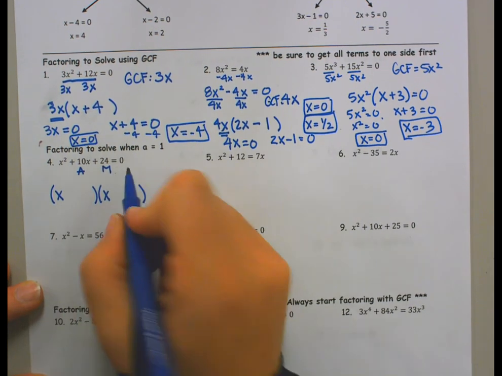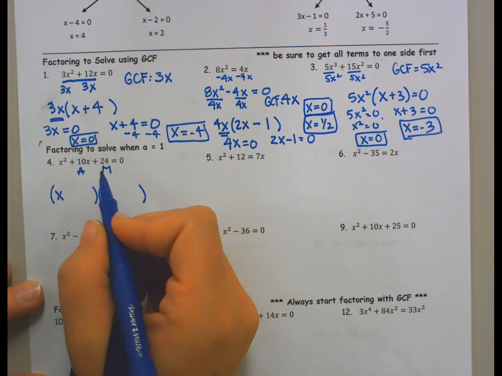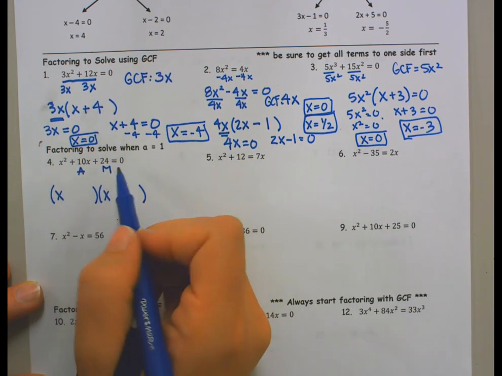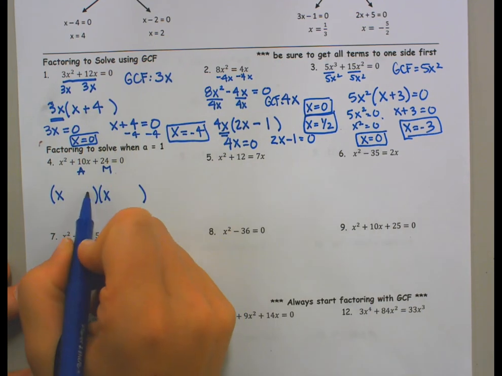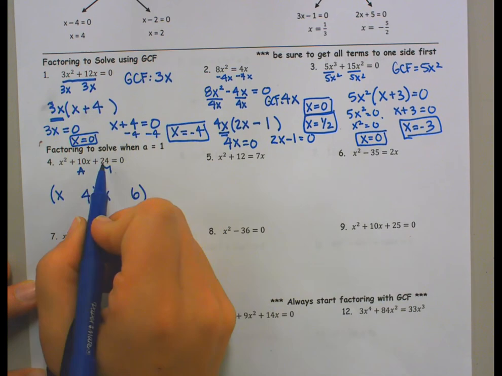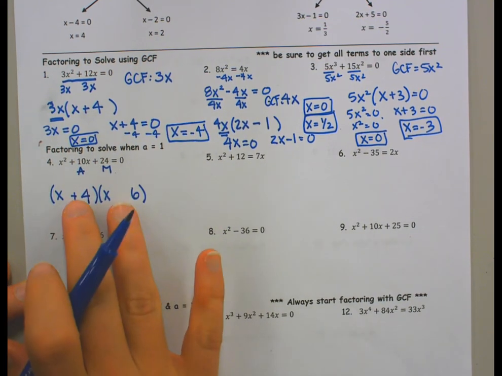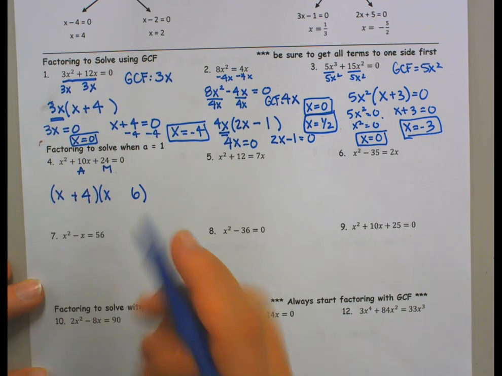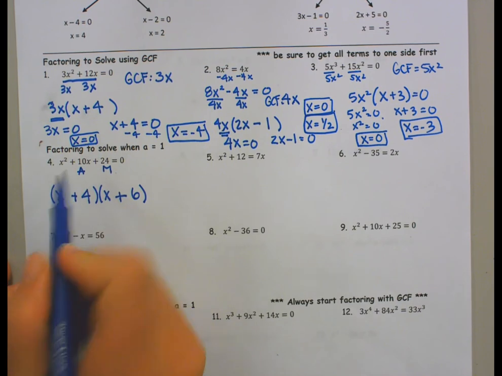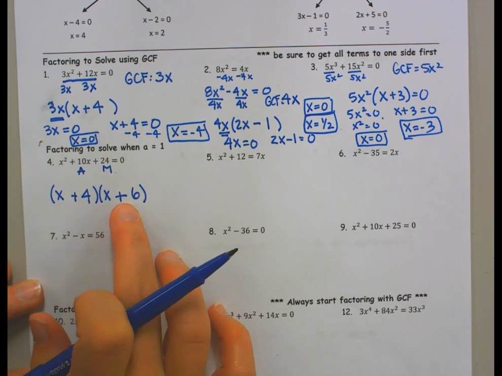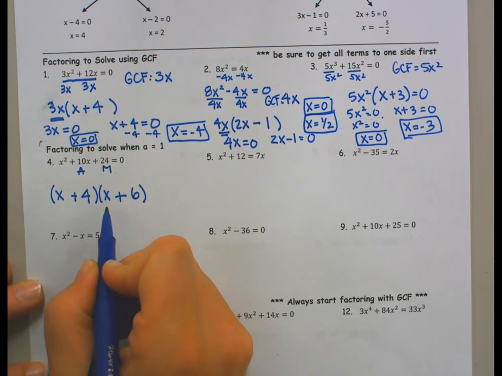So if you think about your factors of 24, 2 and 12 wouldn't add to give you 10 though. Positive 8 and 3 would add to give me 11. So I would find that 4 and 6 would multiply to give me 24. And I need positive 24. So that either means both of my numbers need to be positive or both of my numbers need to be negative. Since this piece is positive, that means that these two both need to be positive as well. So then I get x plus 4 and x plus 6.